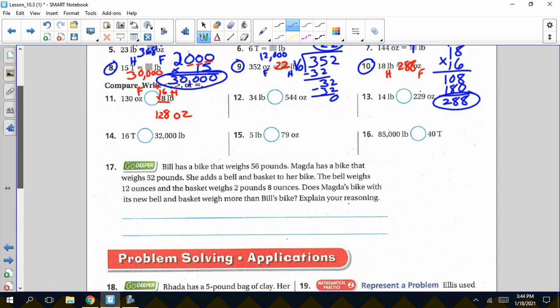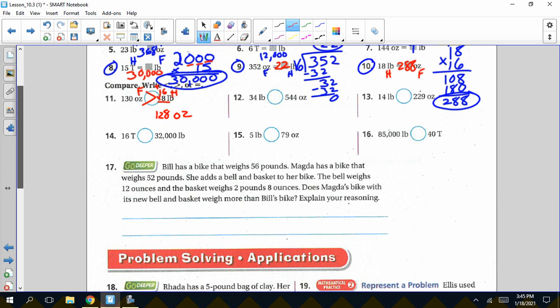So 8 pounds is 128 ounces compared to 130. 130 is larger, so the mouth opens to the first unit, 130 ounces.